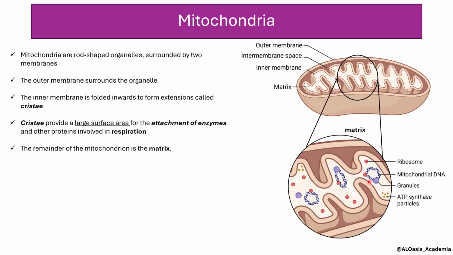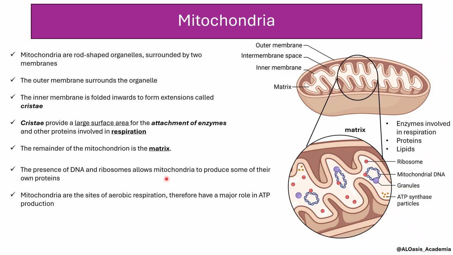Also, we have granules, which are bound to the circular DNA. Also, we have ATP synthase particles. So we know that ATP is the main source of energy that the cell uses, and a mitochondria is one of the main producers and has a main role in producing the large amount of ATP that the cell needs. Other things that can be found in the matrix are other enzymes that are involved in respiration, also proteins and lipids. So all they can be found in the matrix here in the middle.